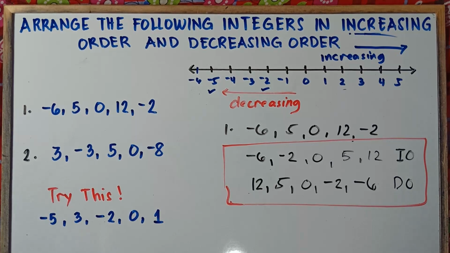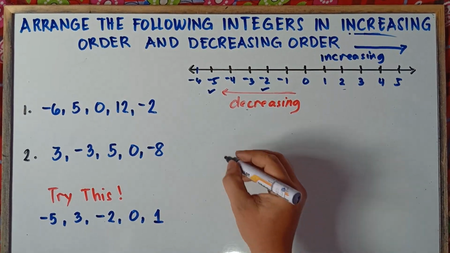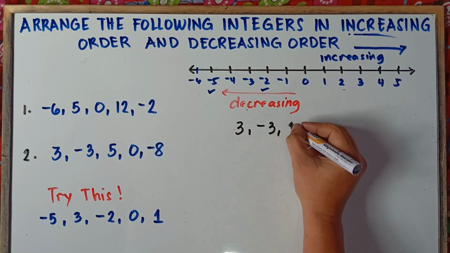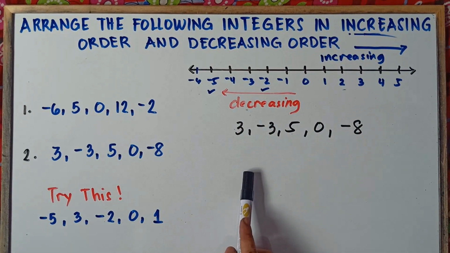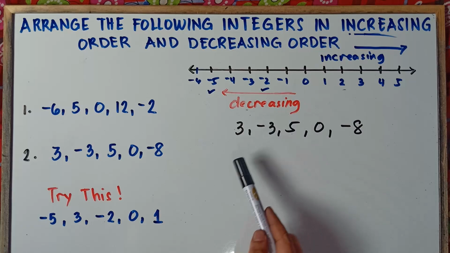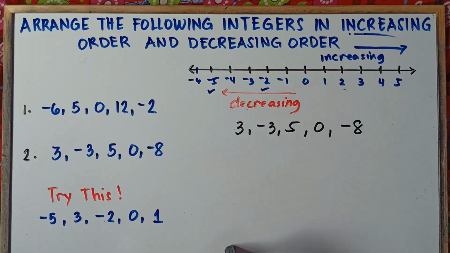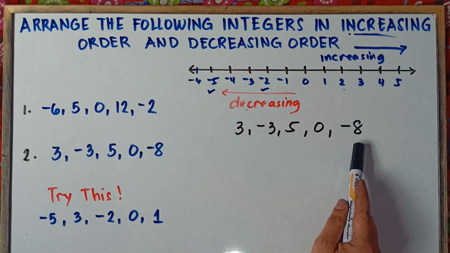Alright, so let's have example number 2. Let me just copy this one. Number 2, given: positive 3, negative 3, 5, 0, and then negative 8. Once again, we start at increasing order. That would be least to greatest. So least, of course, is a negative number. So we start at a negative number.